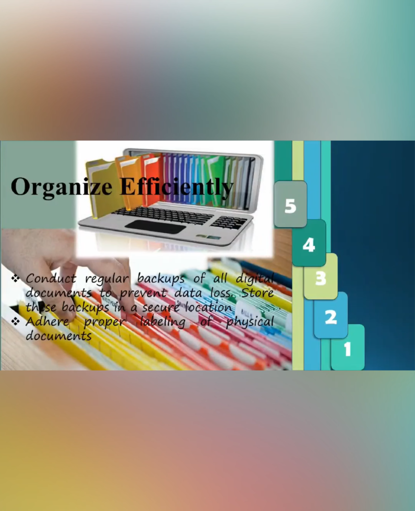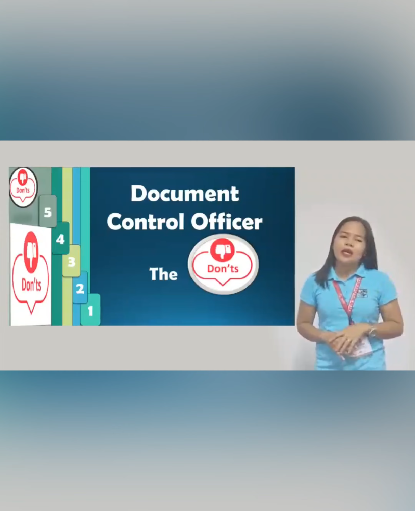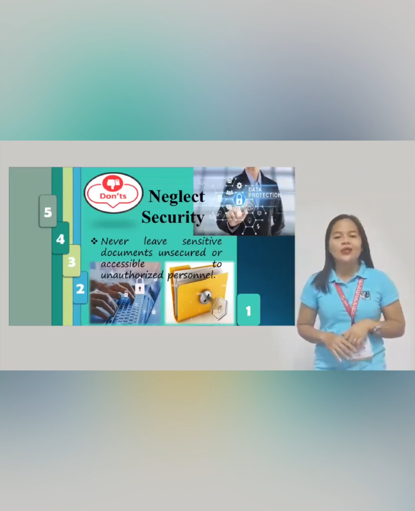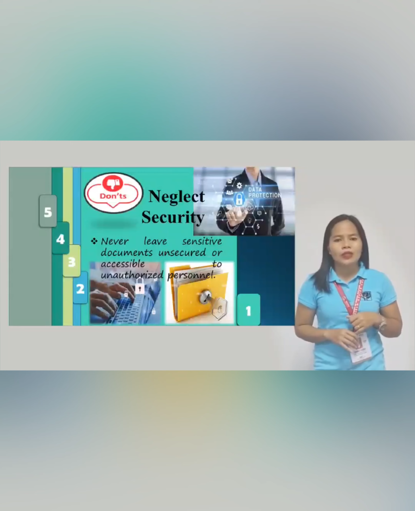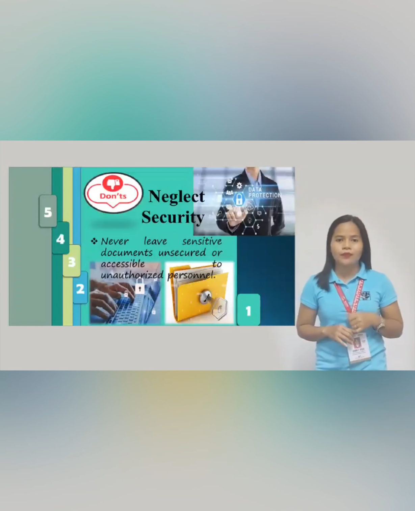Conduct regular backups of all digital documents to prevent data loss. Store these backups in a secure location. Adhere to proper labeling of all physical documents. There are 5 don'ts of the document control officers. First one is don't neglect security. Never leave sensitive documents unsecured or accessible to unauthorized personnel. This can lead to data breaches and compromised information.